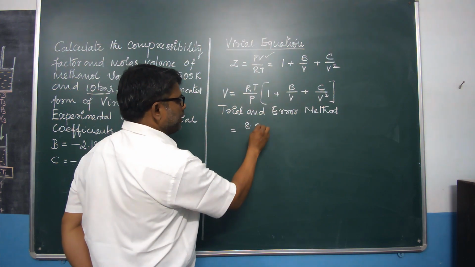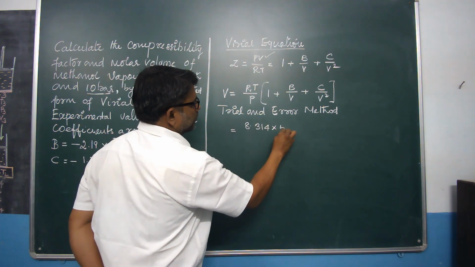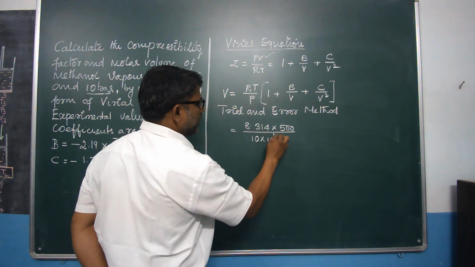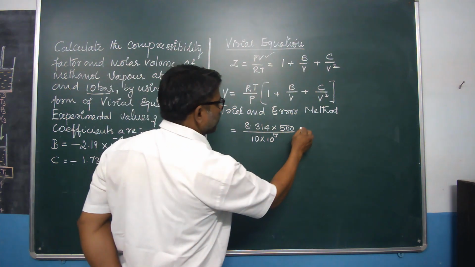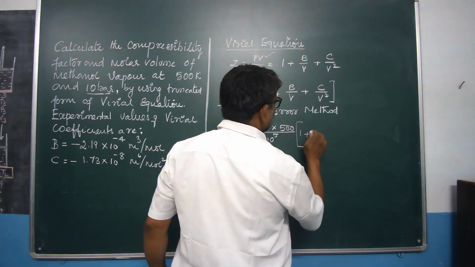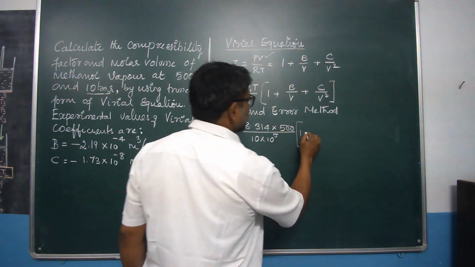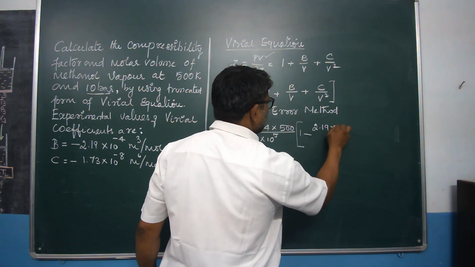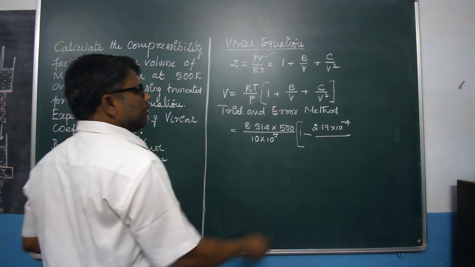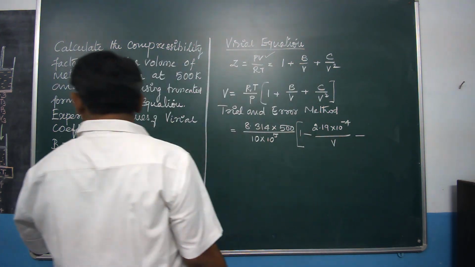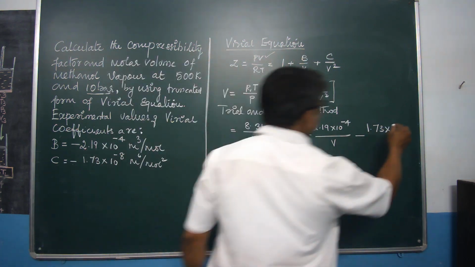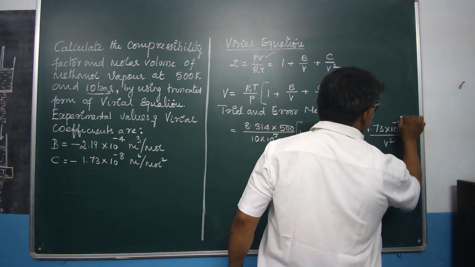R value 8.314 into temperature 500 degree Kelvin divided by pressure 10 bar. I need Newton per meter square, hence 10 into 10 to the power of 5 Newton per meter square, into 1 plus the B term, which is given. I am going to use the minus sign directly: minus 2.19 into 10 to the power of minus 4 divided by V, minus 1.73 into 10 to the power of minus 8 divided by V square.